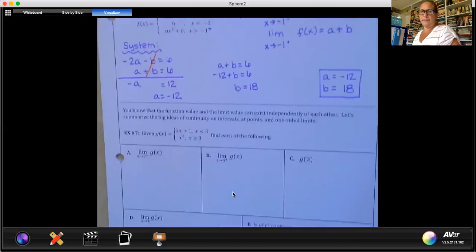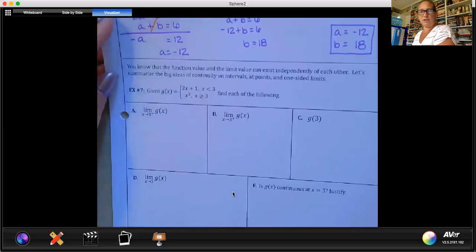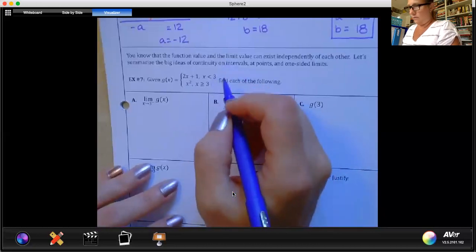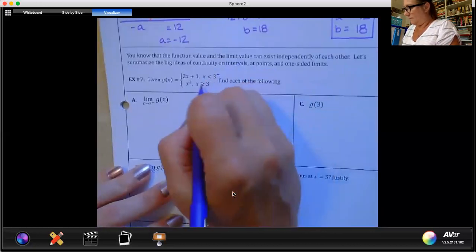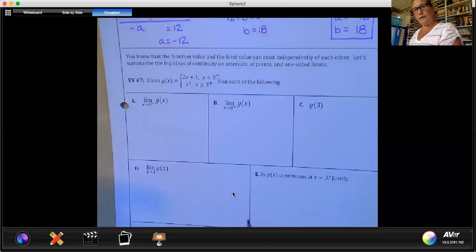All right, last example, example number 7, parts A, B, C, D, and that should be E. We'll just make that E. So x less than 3 is approaching from the left, x greater than or equal to 3 is approaching from the right. And we're just quickly going to find these limits. And then we're going to find our functional values. Then we're going to determine the overall limit and whether or not it's continuous.